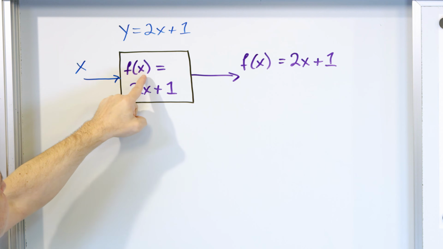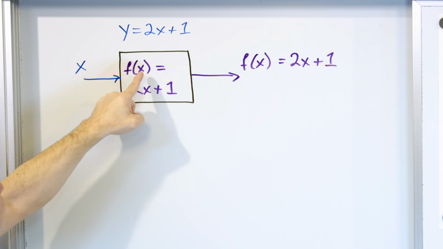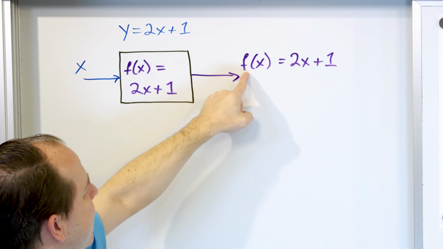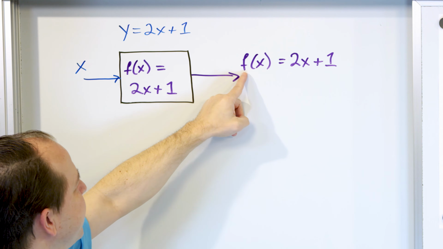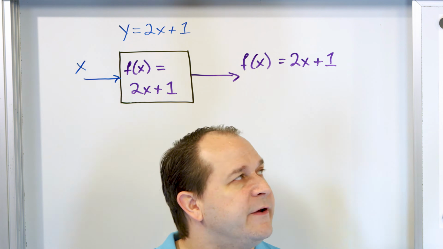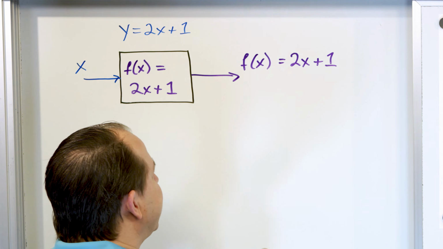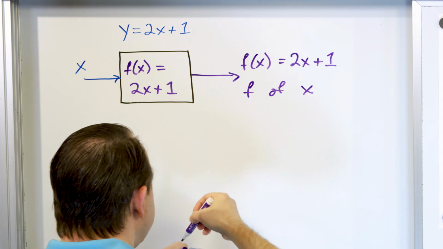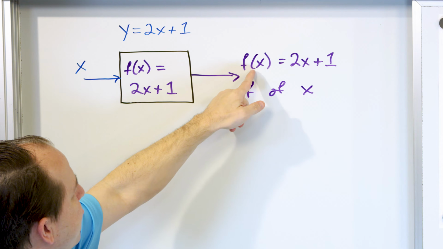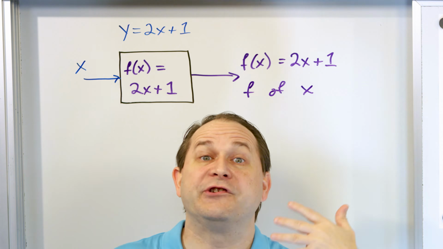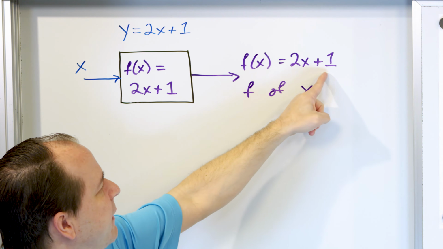Now this f parentheses x does not mean f times x. You've got to erase that from your mind. F parentheses x here does not mean f times x. F means function. The parentheses, you say the word "of." So you say f of x. I can write this down over here. F of x. So literally the way you read this, f parentheses x, f of x, it just means in words, the function of x is equal to 2x plus 1.